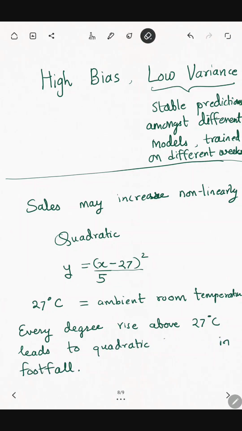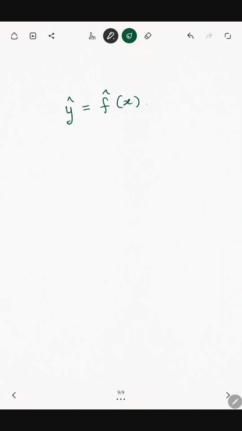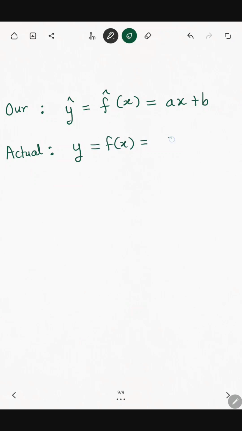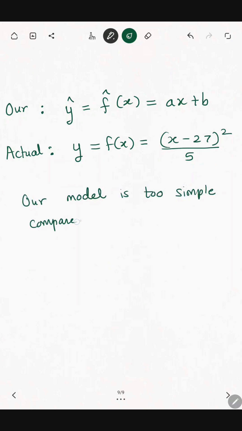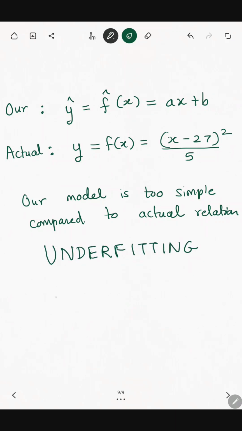footfall increases quadratically. The model that we fit, f hat x, was ax plus b. Now, ax plus b is too simple a model for modeling the actual data. So, if our model is simpler than the real pattern, it is called underfitting. Underfitting is indicated by high bias or high error in the data. I hope the concept of bias, variance, and this small introduction to underfitting was clear to you.